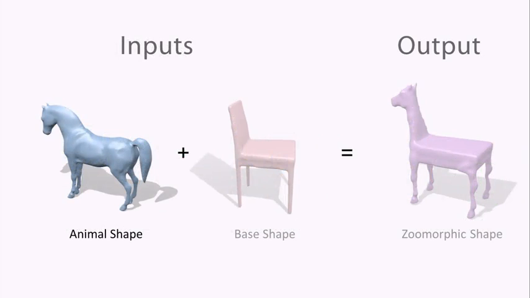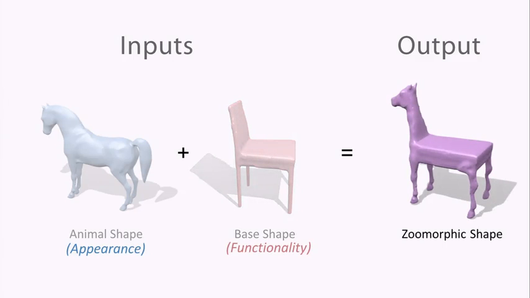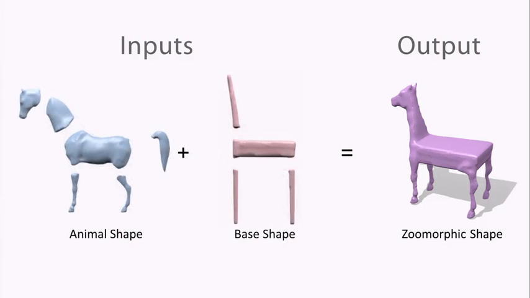Our approach takes in two input shapes called the animal shape and the base shape. The animal shape is the animal that we want to introduce into the zoomorphic shape. And the base shape is a shape from the category of man-made objects that we want our zoomorphic shape to belong to. Our output is a zoomorphic shape, which hopefully retains the appearance of the animal shape and the functionality of the base shape. Our method assumes that these input objects have been pre-segmented into meaningful parts.